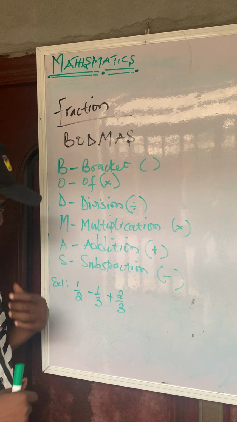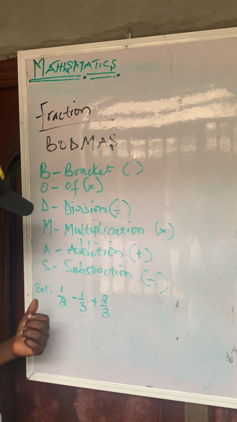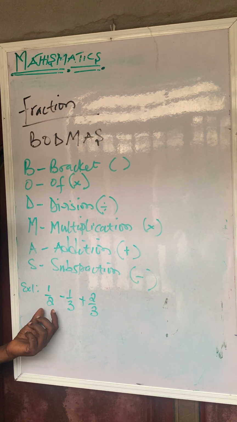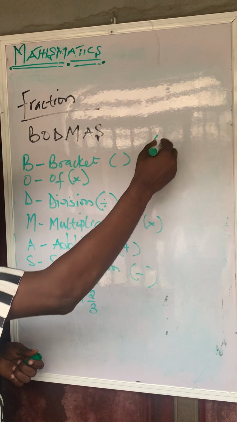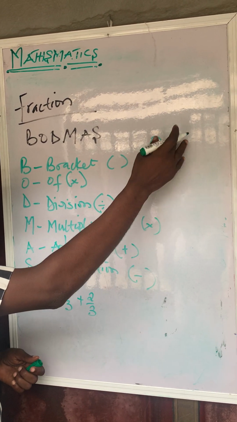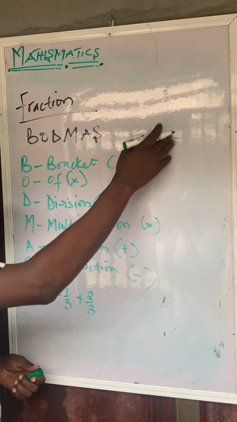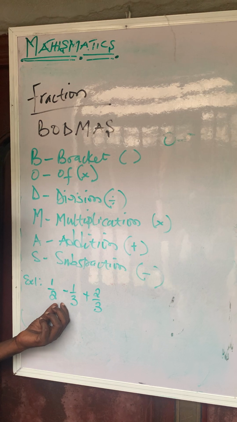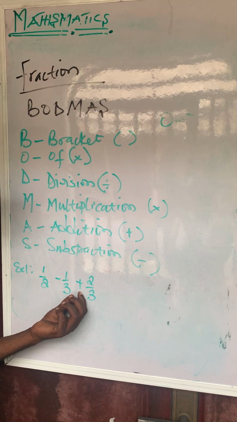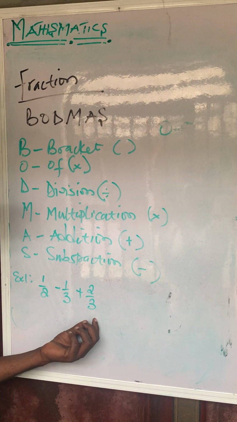Now let's solve this fraction. We have 1 over 2. 1 over 2 is half. And please, anytime you see 0.5 in mathematics, it means 1 over 2. It means half. So we have half, that means 1 over 2 minus 1 over 3 plus 2 over 3.